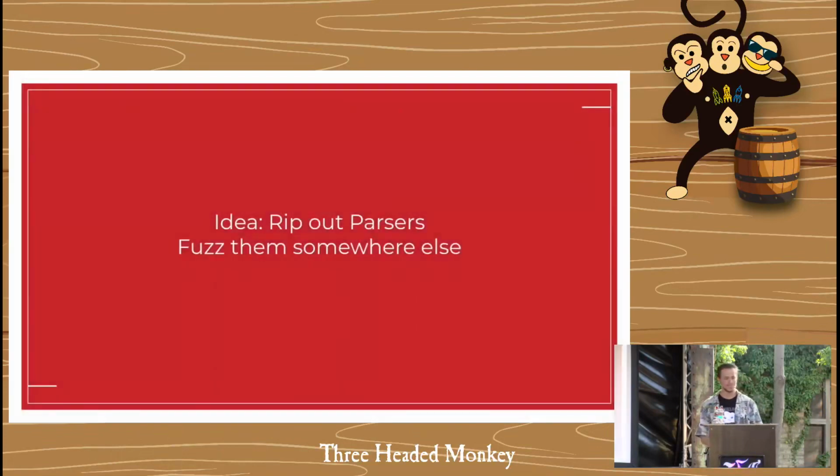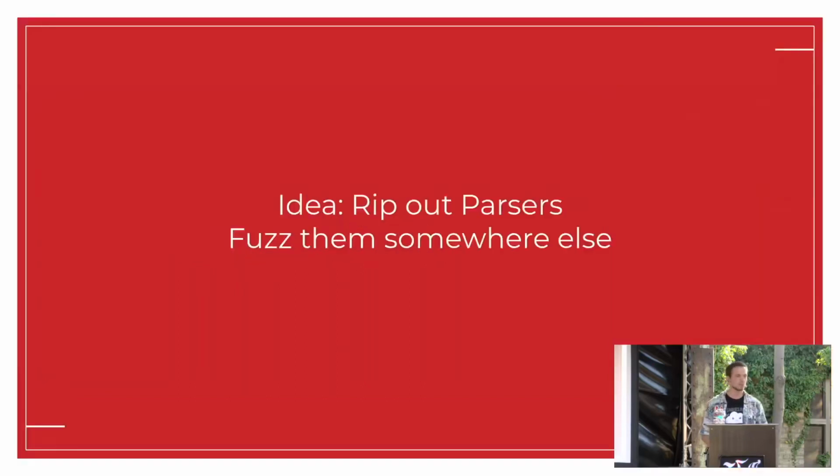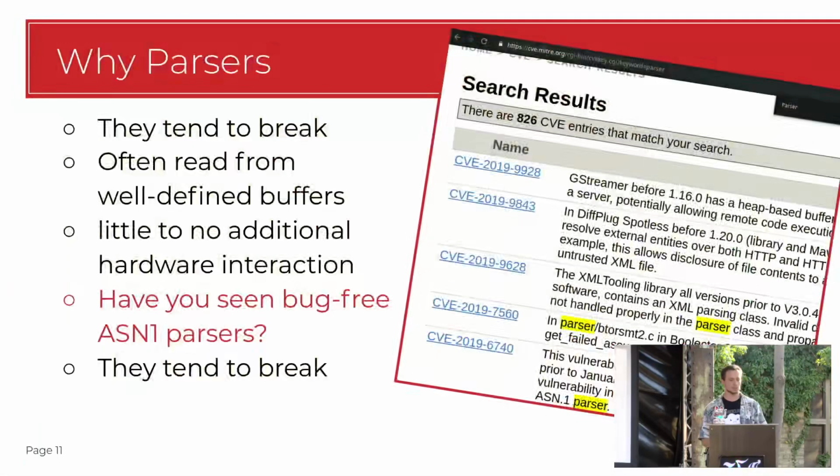So, okay, I had this idea: let's rip out parsers from the kernel and fuzz them somewhere else. That sounds like a fun idea, right? Why parsers? Well, parsers are the main things. They take something, they interpret it, and they output something. And that is really hard to do right, apparently.